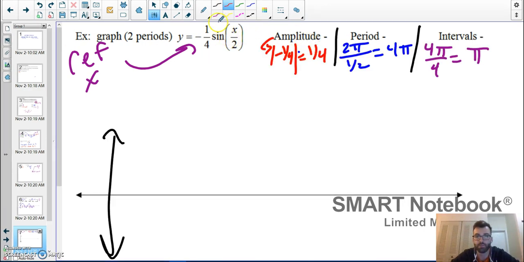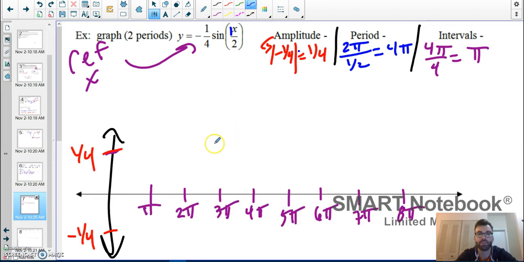Okay, for your amplitude, absolute value of this number, so I got 1/4. Period. 2 pi over b. My b value is 1/2, technically. All right, so when I divide by a fraction, I multiply by the reciprocal. So 2 pi times 2, which is 4 pi. Intervals, 4 pi divided by 4, which is just pi. Okay, so I'm going to plot this and try to graph it, and I want you to do the same.